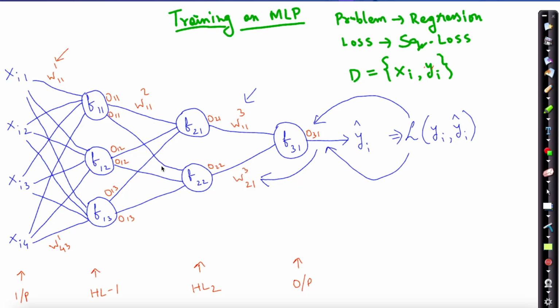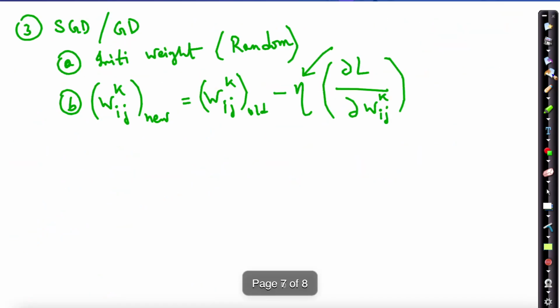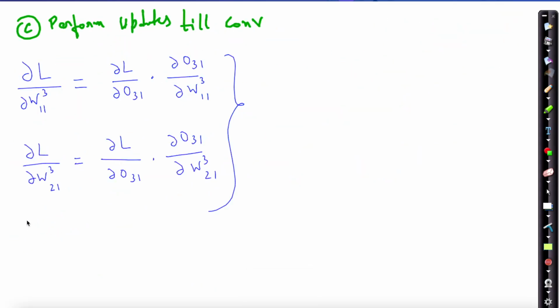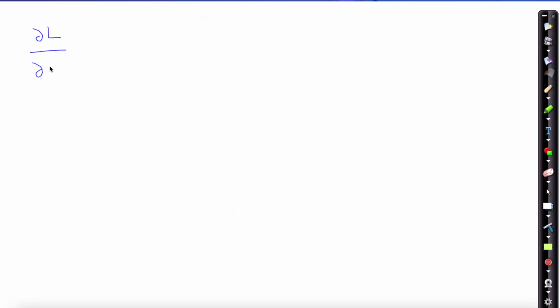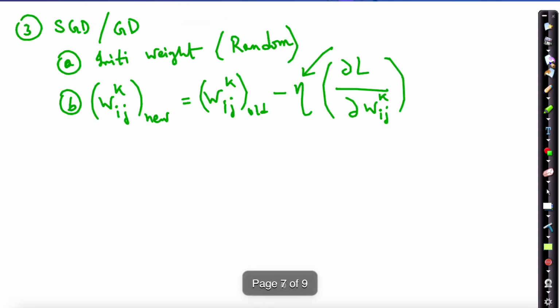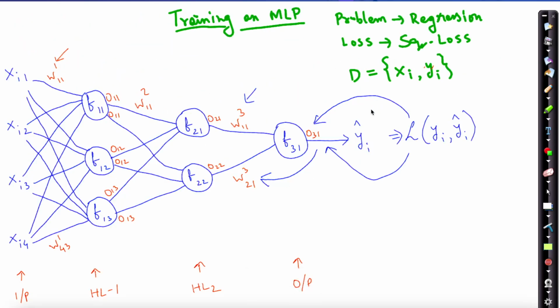Now let us find for this W211. Okay, let me do it in a different page. W211, I guess. So see, this loss is dependent on O31 first. Then this particular O31 is dependent on O21. This O21 is dependent on this weight, isn't it? So the chain is loss with respect to O31, O31 with respect to O21, O21 with respect to this weight. It is very, very simple.